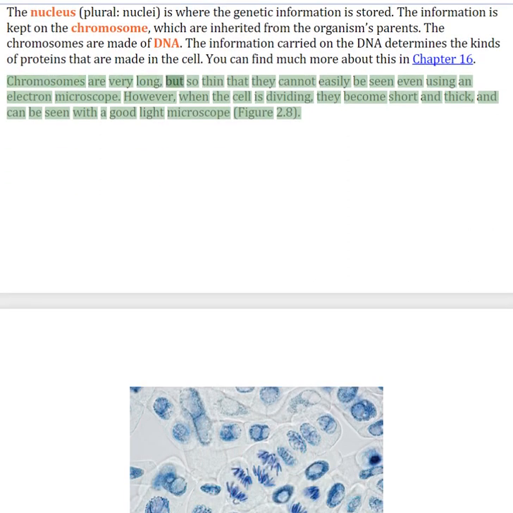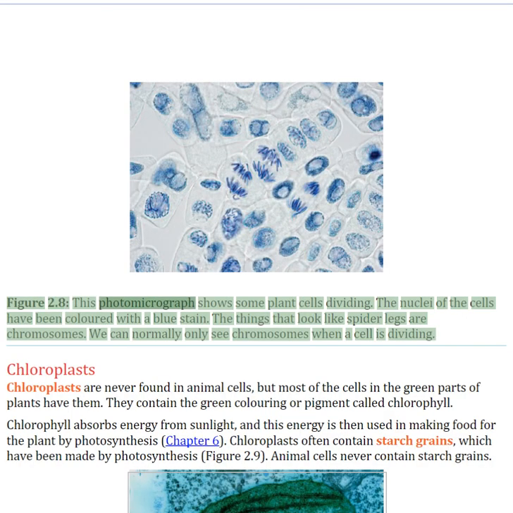Chromosomes are very long, but so thin that they cannot easily be seen even using an electron microscope. However, when the cell is dividing, they become short and thick, and can be seen with a good light microscope. Figure 2.8. This photomicrograph shows some plant cells dividing. The nuclei of the cells have been colored with a blue stain. The things that look like spider legs are chromosomes. We can normally only see chromosomes when a cell is dividing.